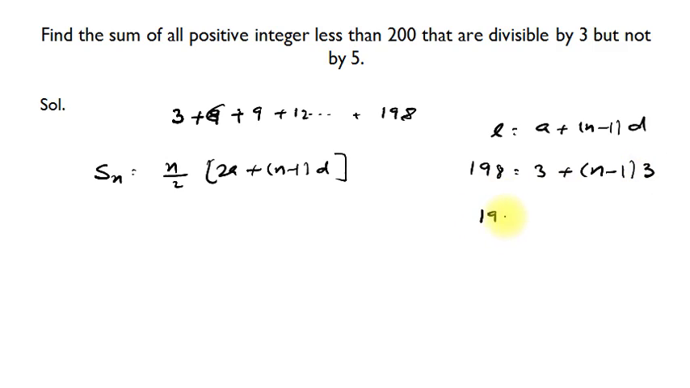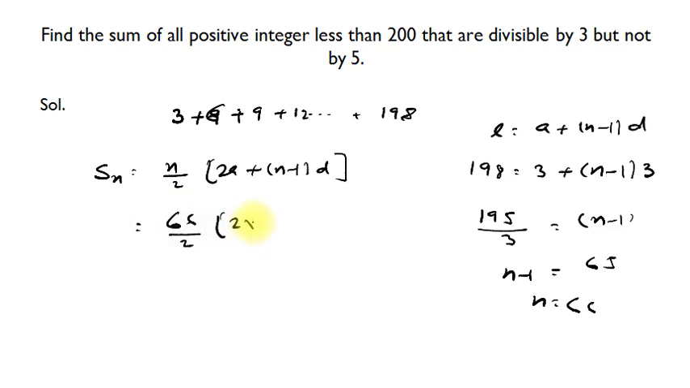So this is 195 divided by 3 is equal to n minus 1, because here 3 divides 195. If we divide it, we get 65, and n is equal to 66. So we get the value of n is equal to 66. Putting all these values, 66 divided by 2 into 2a, where a is equal to 3, plus n minus 1, where we have n is 66 minus 1 and d is equal to 3.